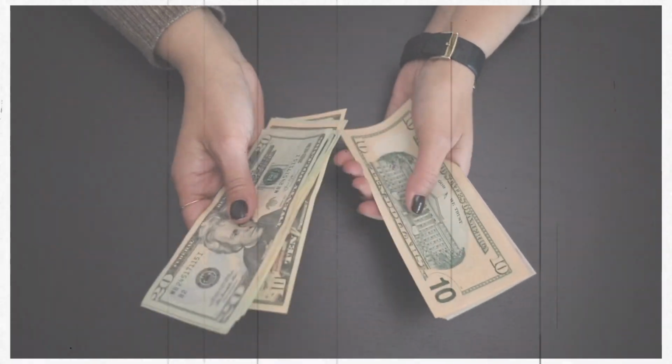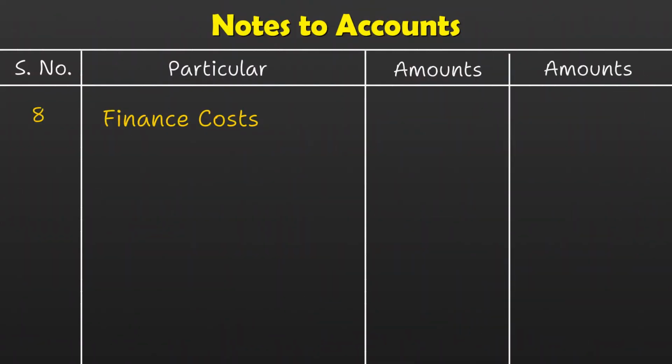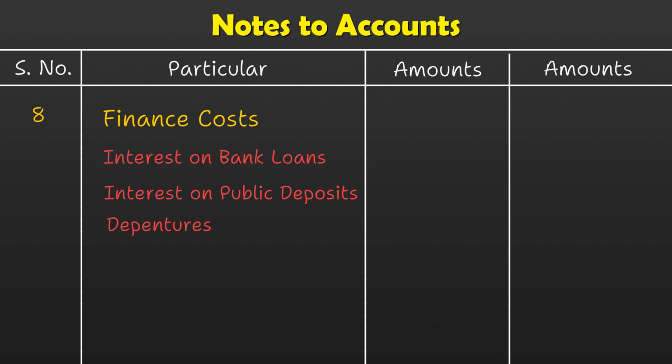Clear? So under your notes to accounts, under the finance cost, the items of interest would appear: the interest which we pay on the bank loan, public deposits, debentures, bank overdraft, cash credit limit, all these. After adding all these items, the net amount would be written in front of the finance cost under this main head of expenses. Clear? If this is very much clear to you, so this was the sixth item.